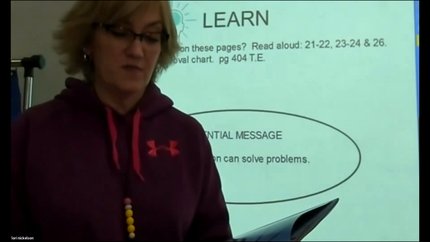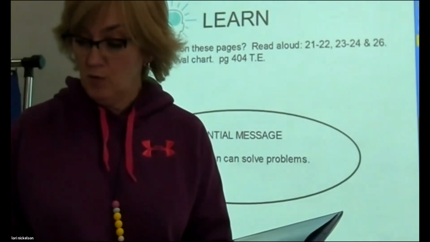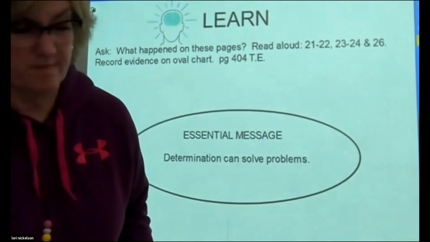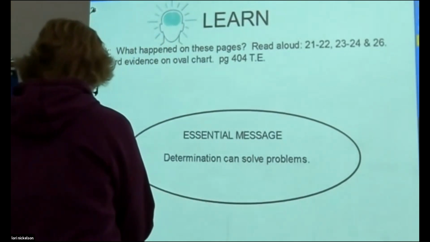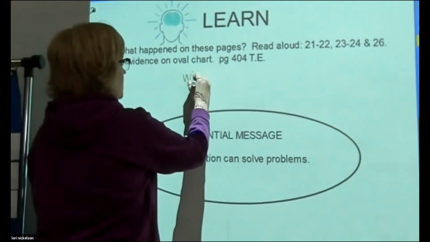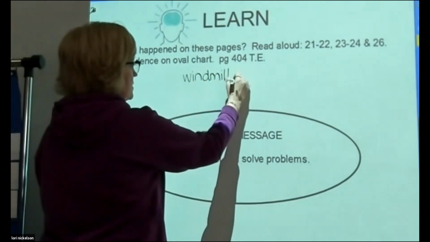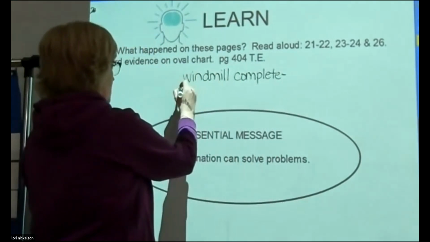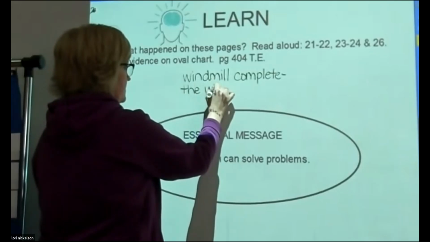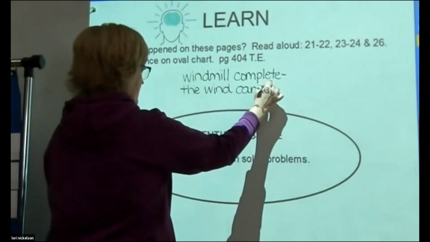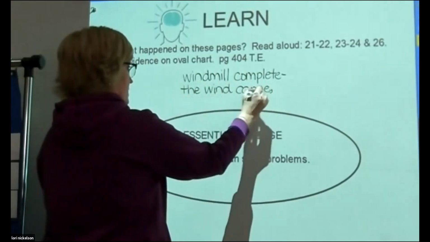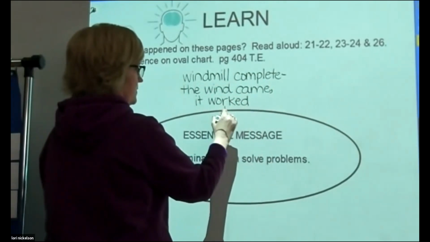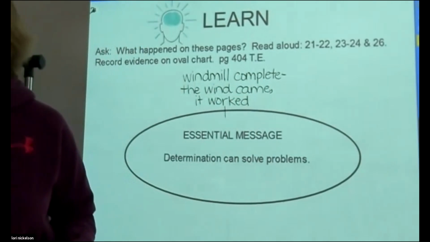Maybe that the windmill was finally complete and that the blades started moving with the wind, right? And it worked. So let's write that on the board. I will write our meaning up here. So I'm going to put: windmill complete, and the wind came. It worked. Okay, so that's one. So let's look at 23 and 24.